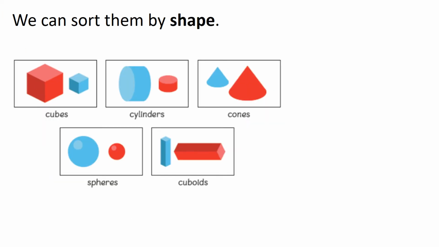Okay, so the first way we might sort them, this is what you might have told your partner, we could sort them by the shape that they are. So we could have a group of cubes. There are 2 cubes there, one's smaller, one's larger. We could have a group of cylinders. We could have a group of cones, a group of spheres, and a group of cuboids.